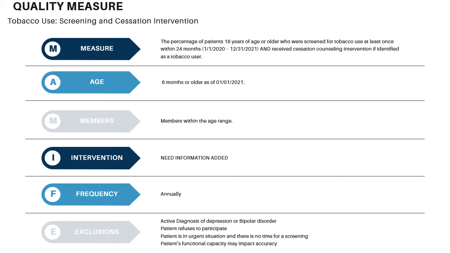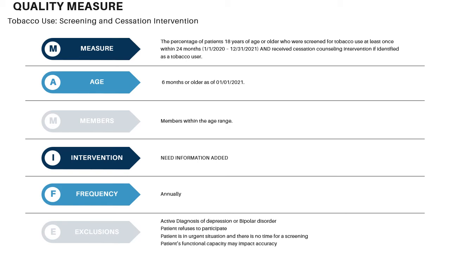The last measure that we'll look at in the preventative care quality measure domain is the tobacco use screening and cessation intervention measure. This measure includes all patients who are 18 years of age or older. This measure looks at whether or not patients who are 18 years of age or older have been screened for tobacco use at least once in a 24-month period, and if screened positive, whether or not the patient received cessation counseling in follow-up to the positive screen.